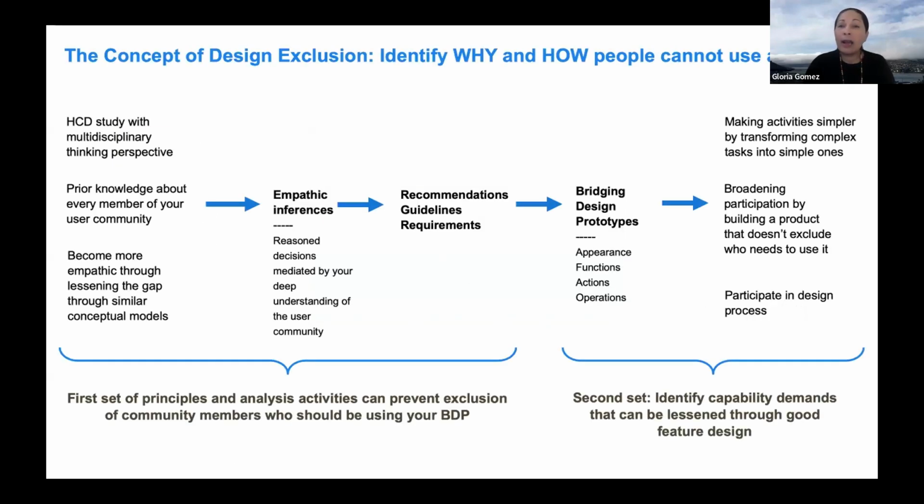By asking why and how, we can prototype design features or ways of interacting with a resource that lower adoption barriers and broaden participation to everyone who is meant to interact with the potential product or resource. The first set of BDP principles that I presented help prevent design exclusion of community members. The second set of BDP principles inform good feature design. They help us identify the common motor, cognitive, and social capabilities that our resource should be designed with, so no one who needs to use the BDP is excluded.